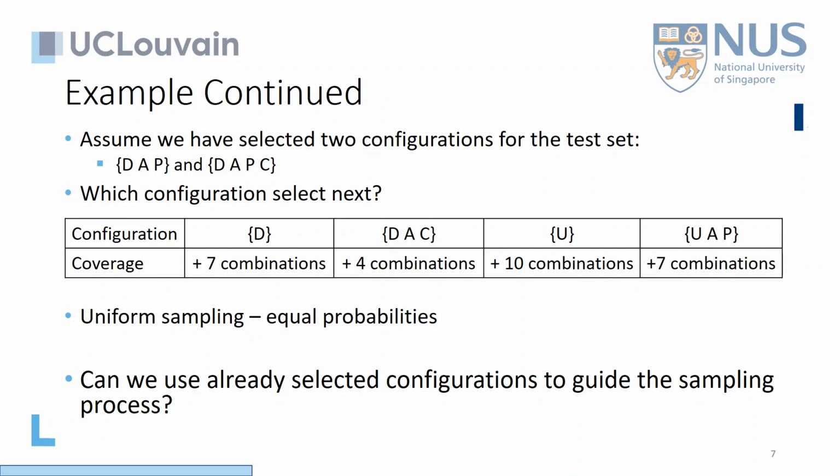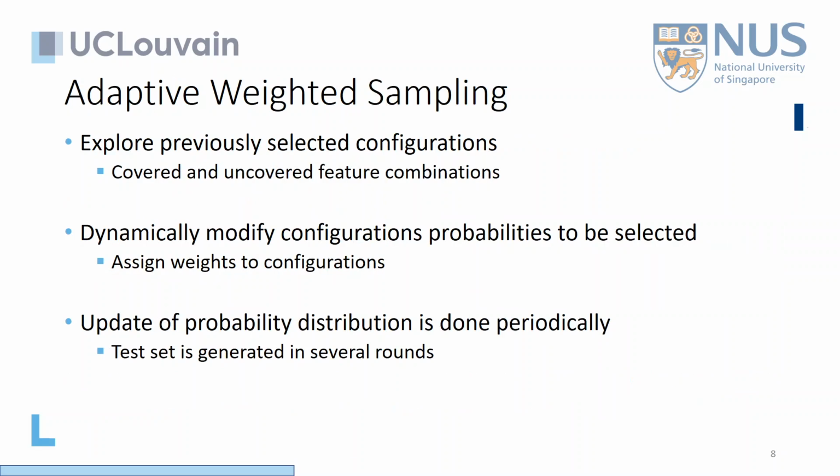The problem of uniform sampling is that it has equal probabilities to select any of these 4 configurations. So the chances to select the configuration U are pretty small. So, the question is, can we look at already selected configurations and estimate how new configurations would affect our test set and guide the sampling process based on this information?